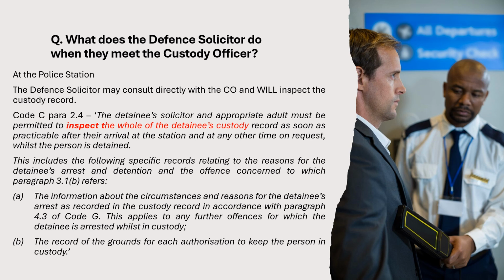A, the information about the circumstances and reasons for the detainee's arrest as recorded in the custody record in accordance with paragraph 4.3 Code G. This applies to any further offences for which the detainee is arrested whilst in custody. And B, the record of the grounds of each authorization to keep the person in custody.